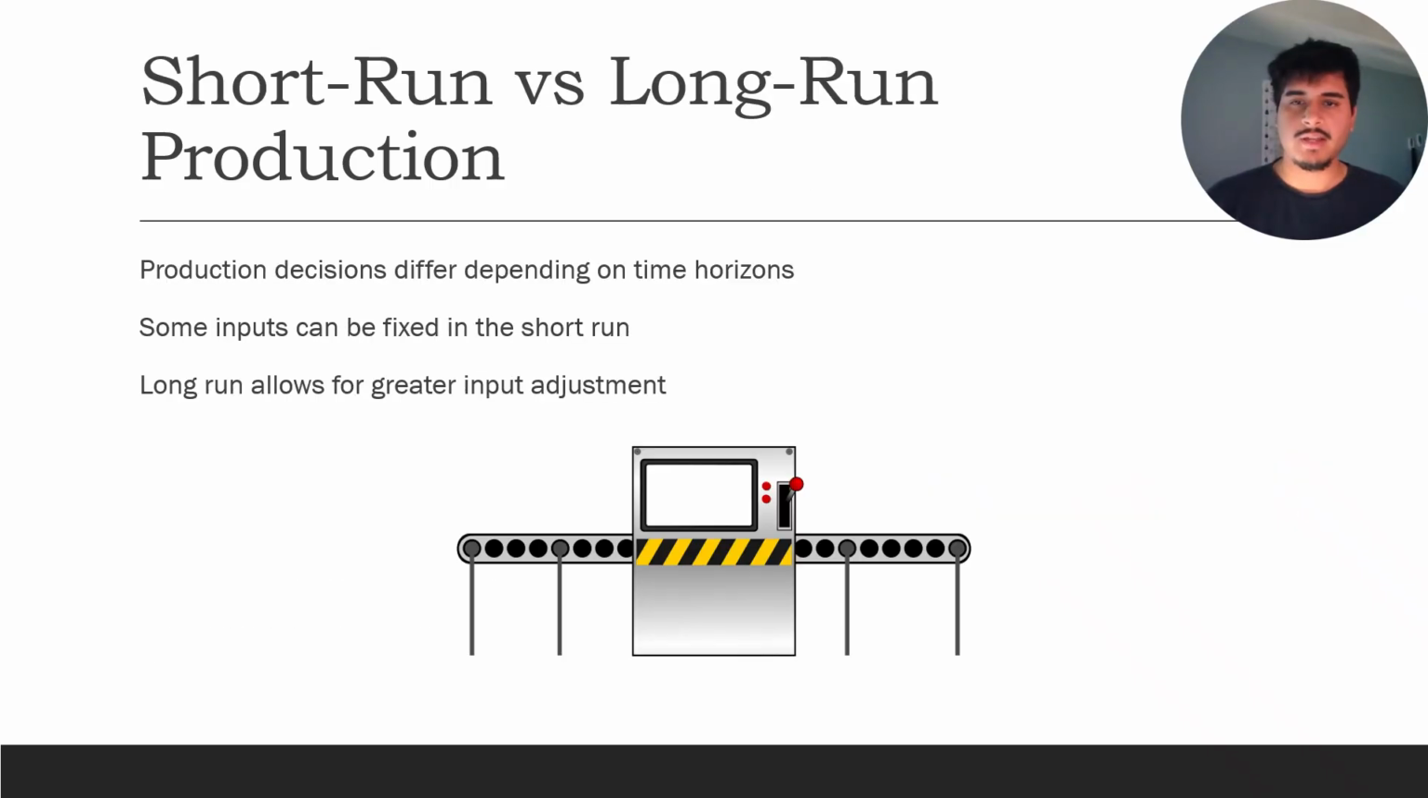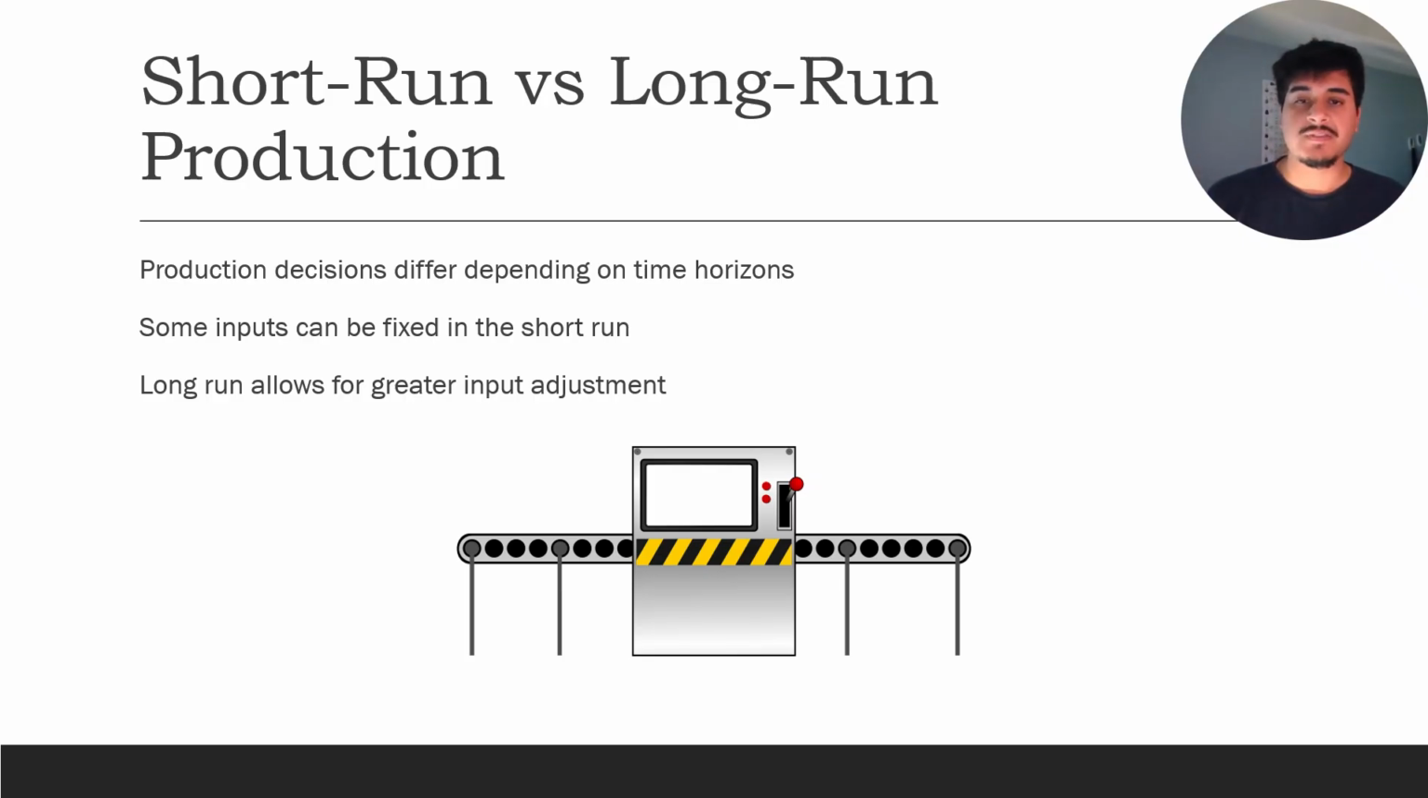So we can look at now short-run versus long-run production. Production decisions often differ depending on the time horizons. So in the short run, some inputs like machines are fixed, so FreshBite can only add or reduce workers. Intuitively, this makes sense because just in the short run, you can't get these new machines up and running. However, something like adding or reducing workers, you can do a lot easier than getting a whole new machine.